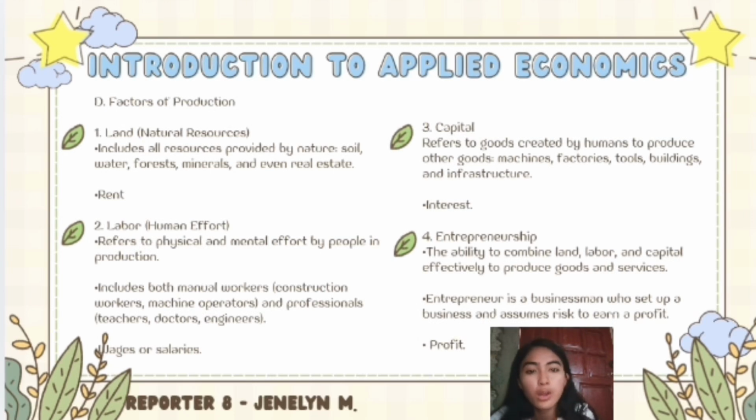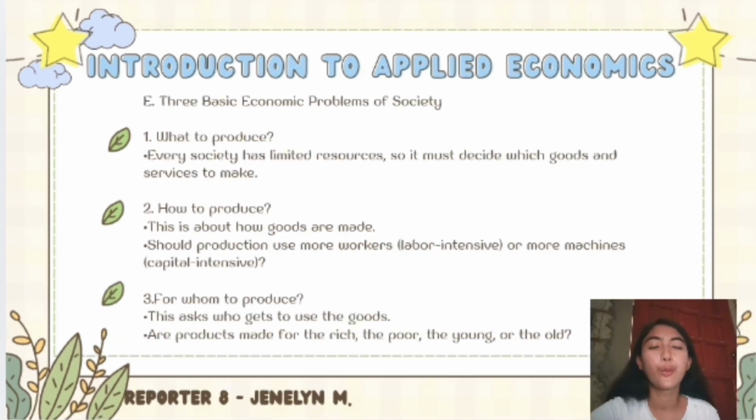So entrepreneurship, the ability to combine land, labor, and capital effectively to produce goods and services. So entrepreneurs innovate, organize businesses, and take risks. Like for example, a business owner who invests in a new product line, risking losses but aiming for gains. So now let's move forward to three basic economic problems.